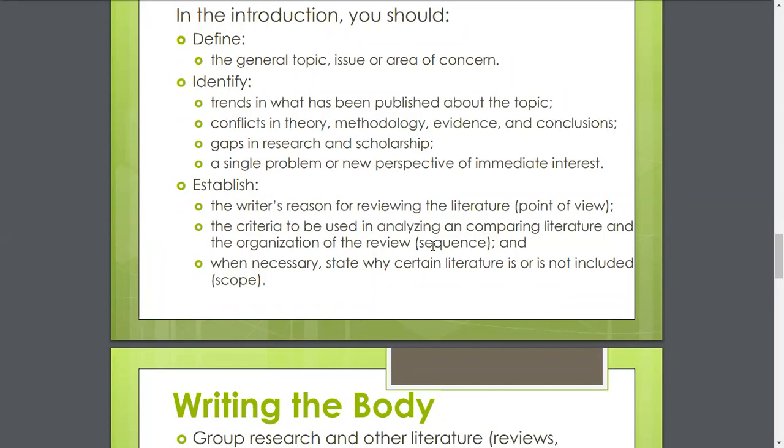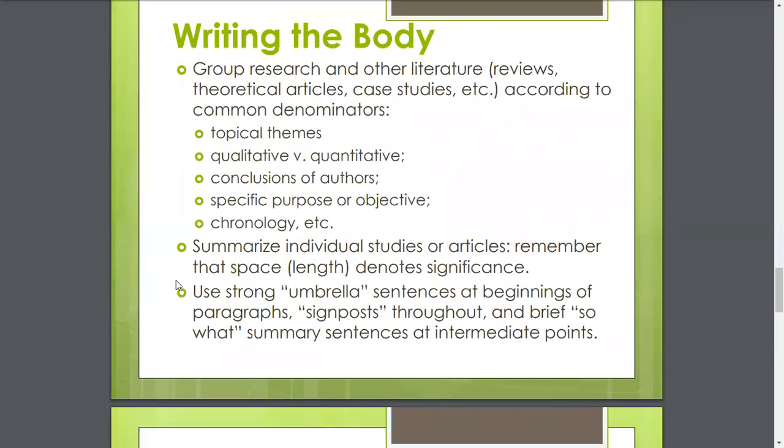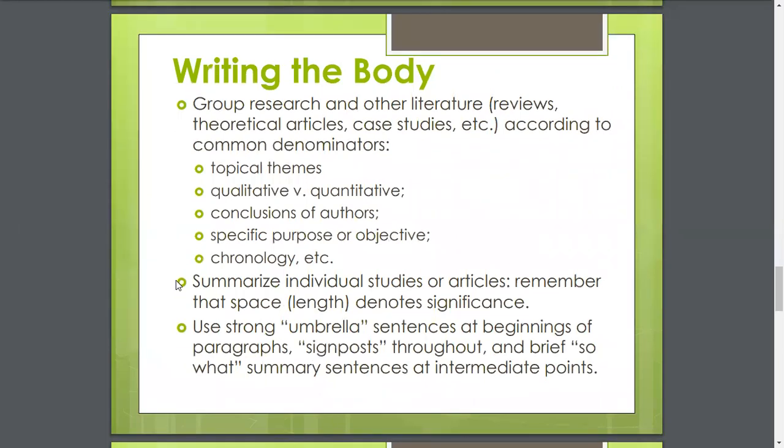Or if you're going to do it in a group, show the sequence and the link that these studies have. And finally, when necessary, state why certain literature is or is not included. So every time you add something inside the literature review, you need to tell the importance of this study inside your proposal, right?